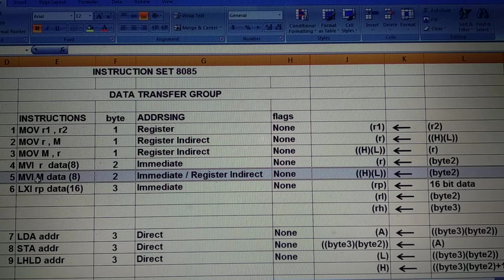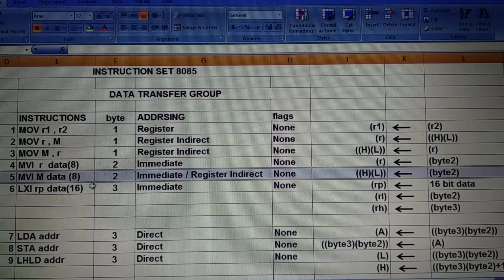Next, MVI M, data 8. The second byte of the instruction is data, therefore immediate, and that number is to be transferred to the memory location, and the memory location is given by the HL register pair, therefore the addressing mode is register indirect.